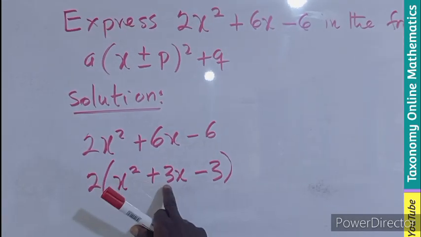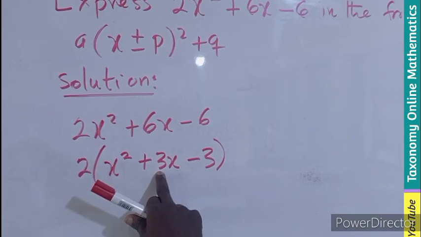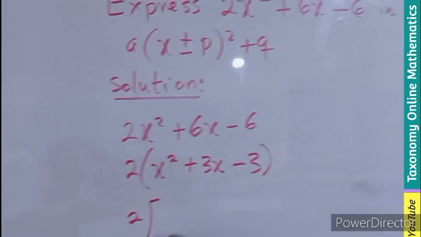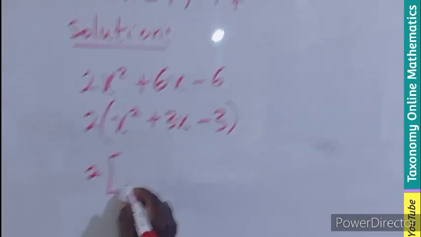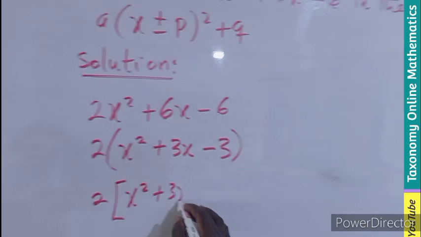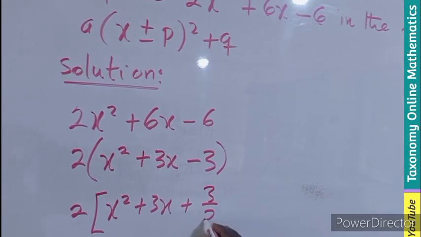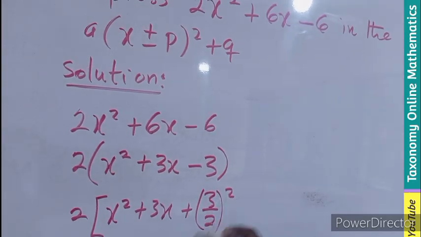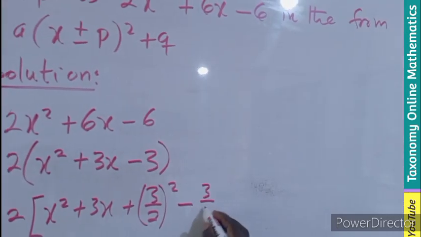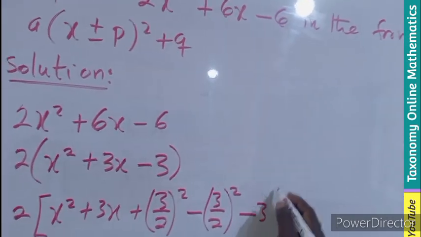So what do we do? We find half of the coefficient of the x term. So I still have my 2. Let me use this bracket. Then I have x squared plus 3x plus half of this, which will be (3 over 2) all squared. As we add, we subtract it again: (3 on 2) all squared, then minus 3.